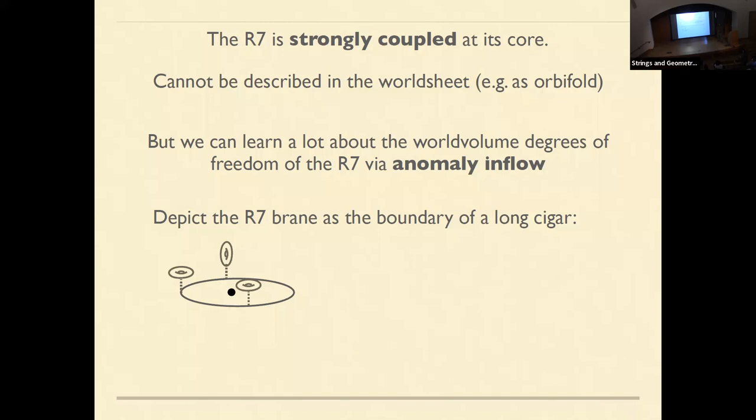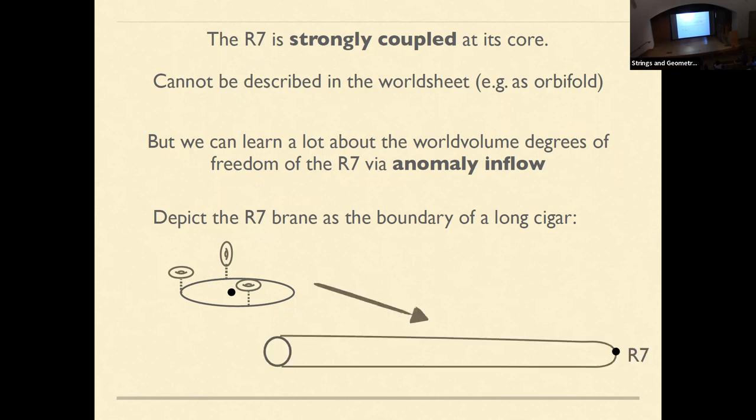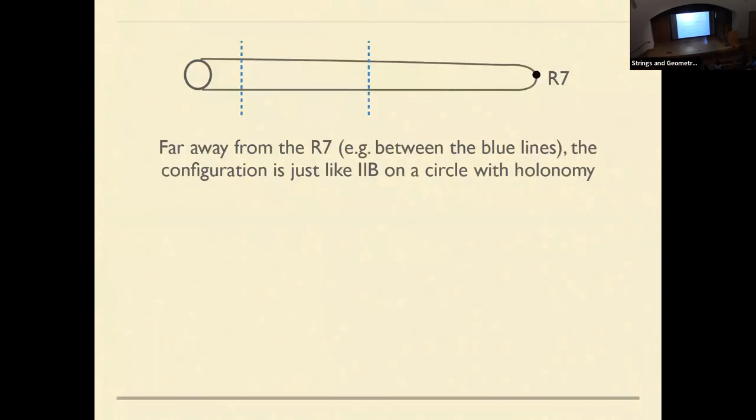So this is the picture I had before with the torus and the R7 brane in there. I'm now going to deform it just for illustration purposes. This is like a disk, and you can deform a disk into a very long cigar, so I'm just tilting it sideways and making it long. Why am I doing this? If I go away from the R7 brane and just look here, this looks like type IIB on a circle with a holonomy of (-1)^{F_L}. That is a supersymmetric theory that people have studied. It's called the AOB background, and you can study it just with supergravity.